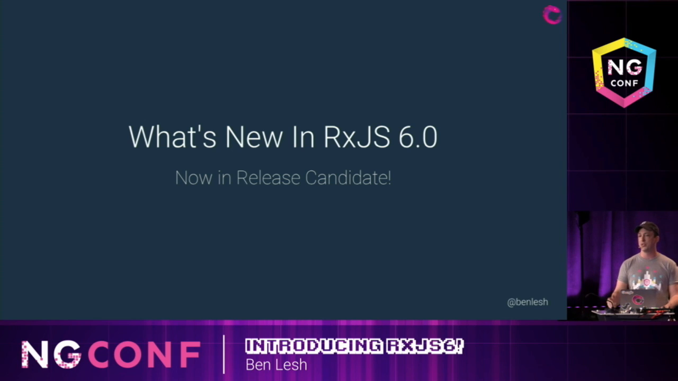So that was what was new in RxJS 5, and I highly recommend that you move to those because we're recommending that people use pipeable operators in RxJS 6. That's how we're doing operators. So RxJS 6 is now in release candidate. I am actually looking at probably publishing the final version of this today or sometime very, very soon.